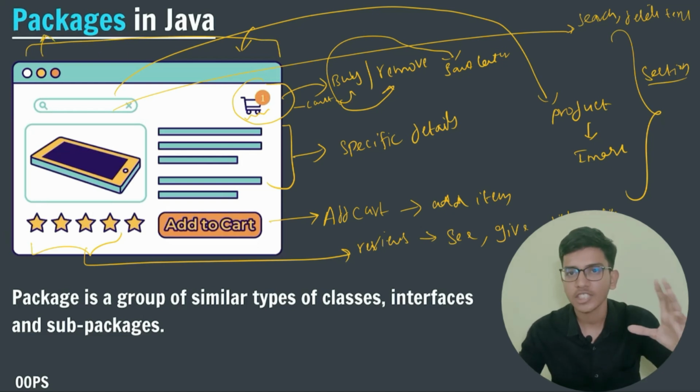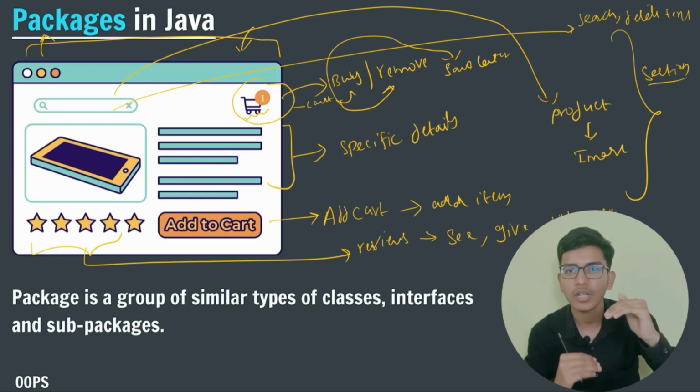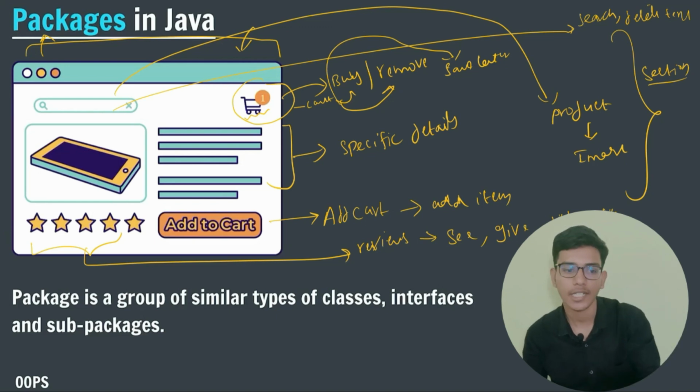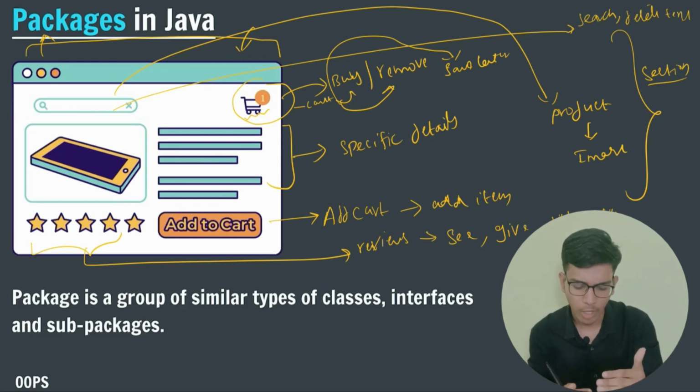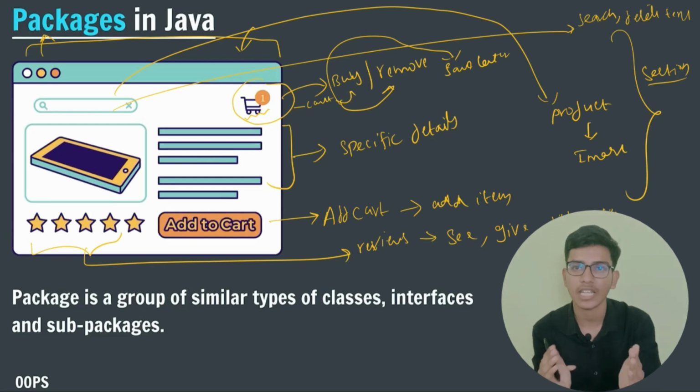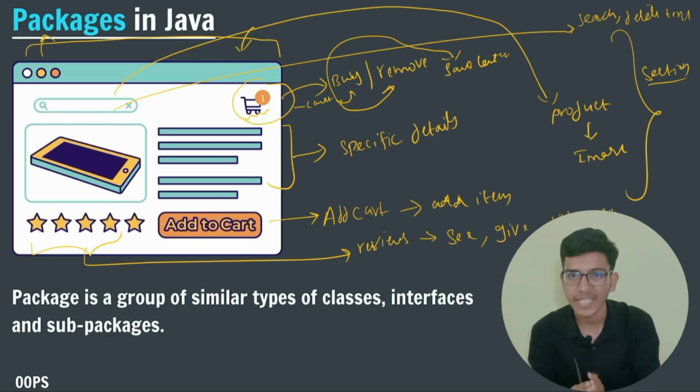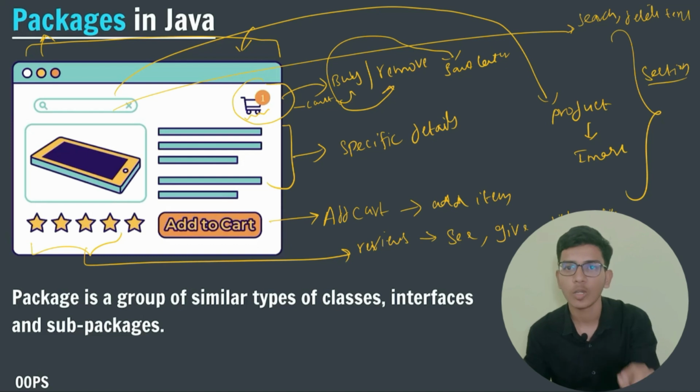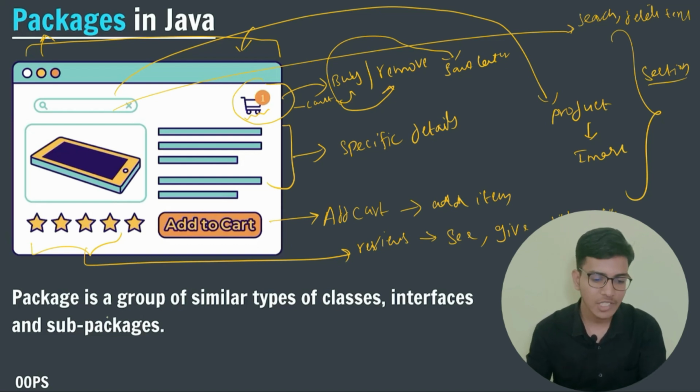So what is a package? A package is a collection of objects, classes. Here these are the different objects that came from different classes, right? So a collection of classes, and a collection of interfaces, these things are known as a package. So a package is a group of similar types of classes, interfaces, or sub packages.